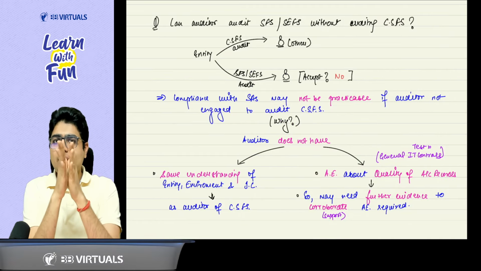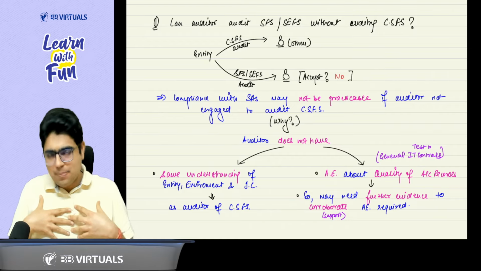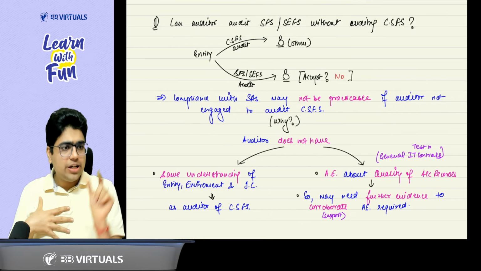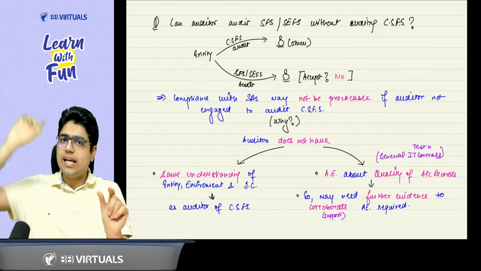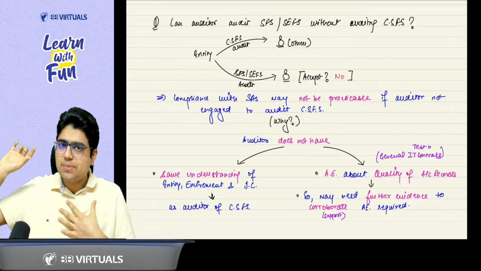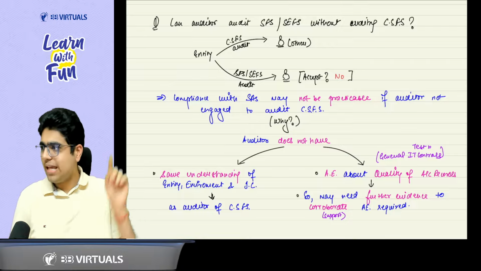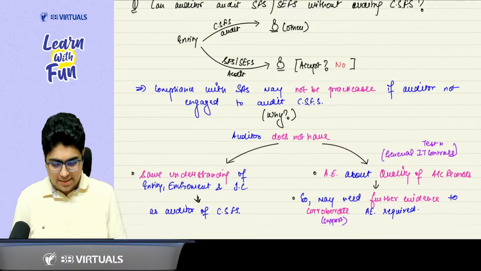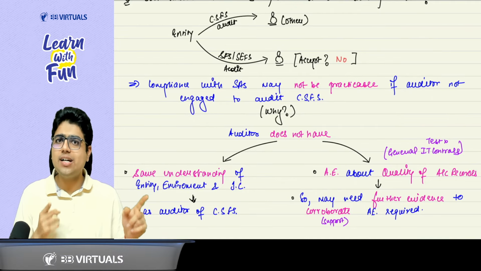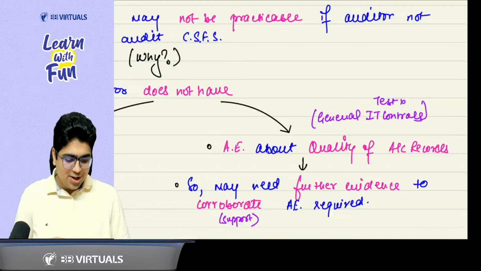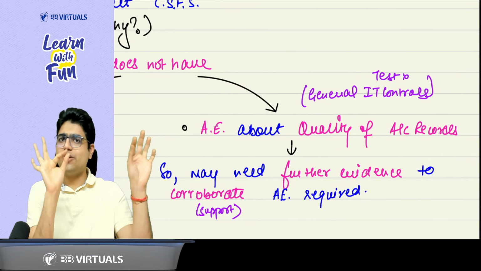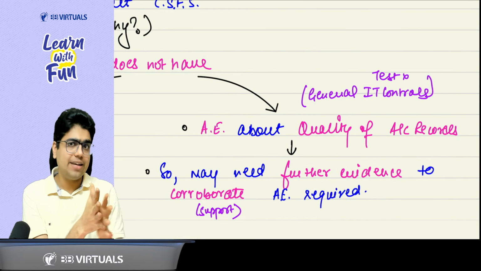First of all, I am appointed by the management as the auditor of SFS or SEFS, not as the auditor of a complete set. Should I accept the appointment? Answer is no. I should not accept the appointment. Why? Because complying with the SAs will not be practicable. Why, sir? Because I don't have two things. Don't have the understanding of the entity environment. Don't have the audit evidence about the quality of records. So need to collect extra evidence.